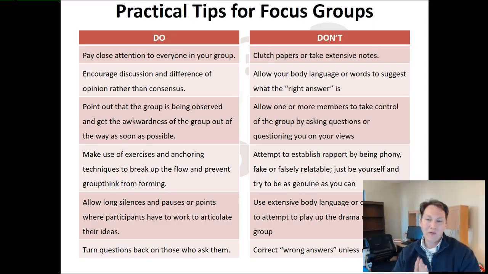Don't attempt to establish rapport by being phony, fake, or falsely relatable. Don't make up details to sound relatable. Don't do things that try to make you seem like you're more like the person that's talking. Just be yourself and try to be as genuine as you can. You'll be much better off if you are confidently yourself than if you're trying to be fake and phony and relate to everybody in the room.